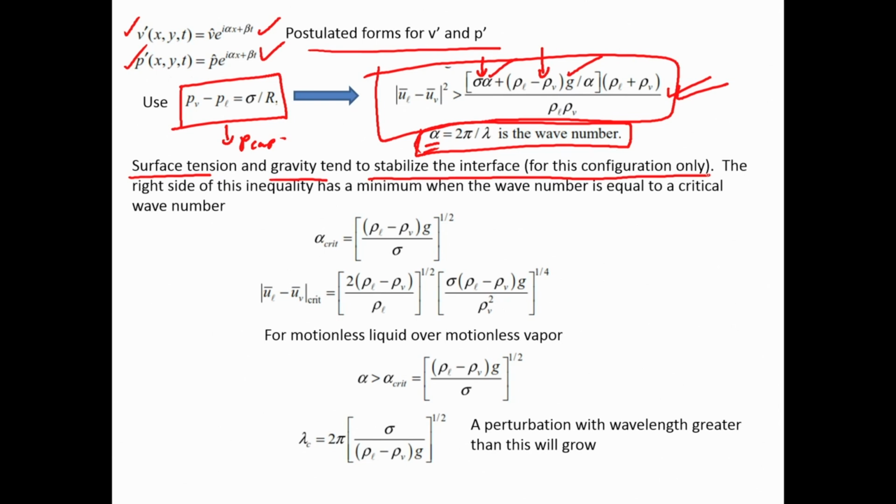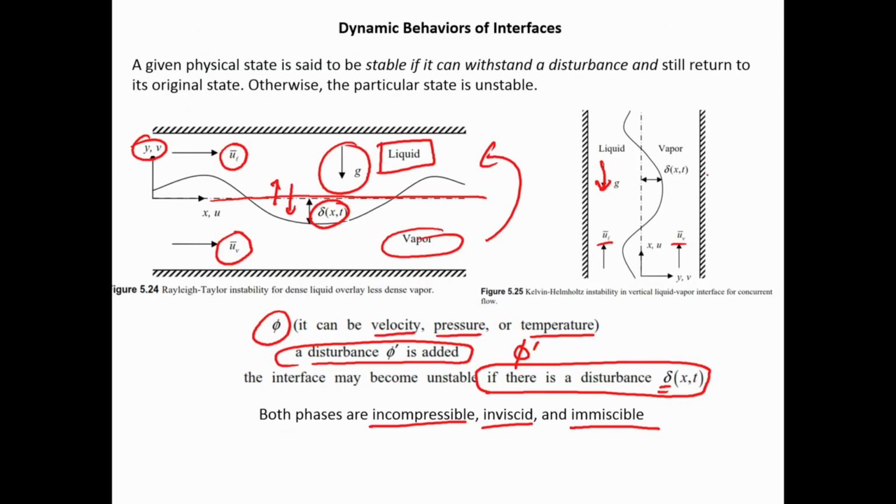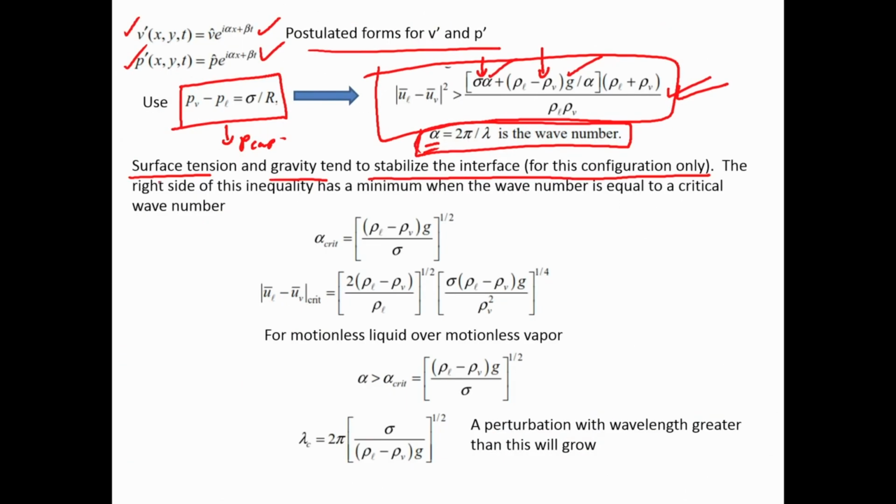So, if you look at this particular configuration, both gravity as well as surface tension try to stabilize the interface. That means, they try to bring the interface back to its original configuration, which is flat. So, both gravity and surface tension try to do it. And remember, this is also an inequality, so the right side must be greater than that.